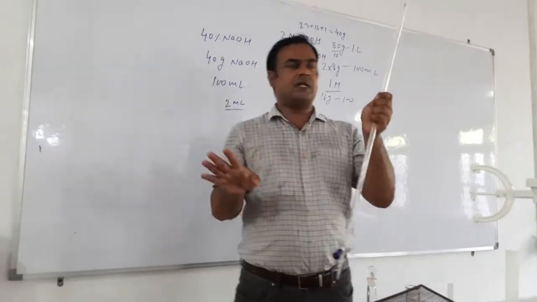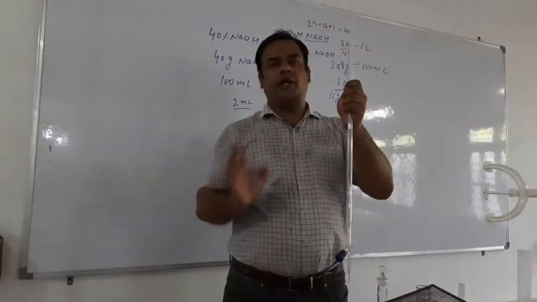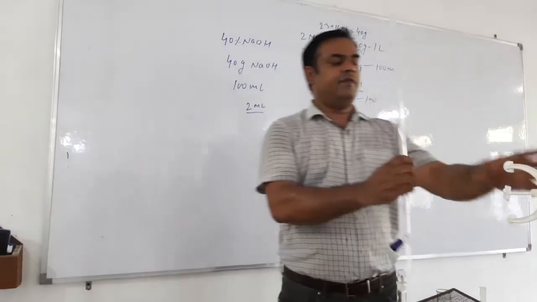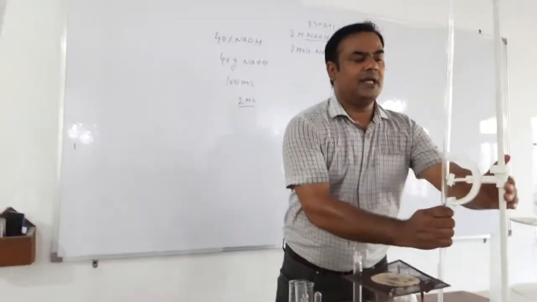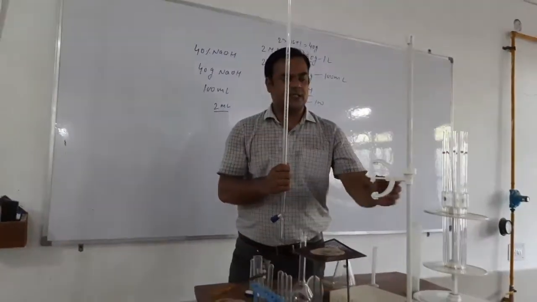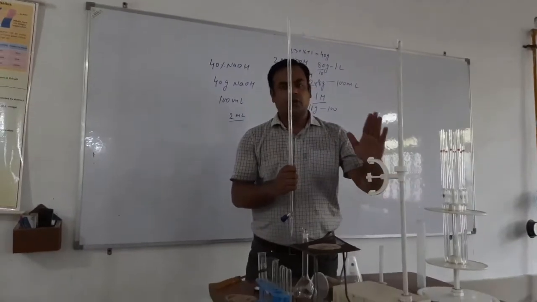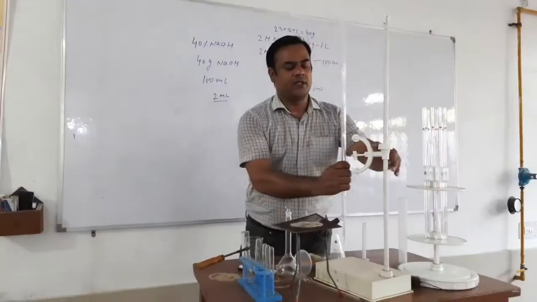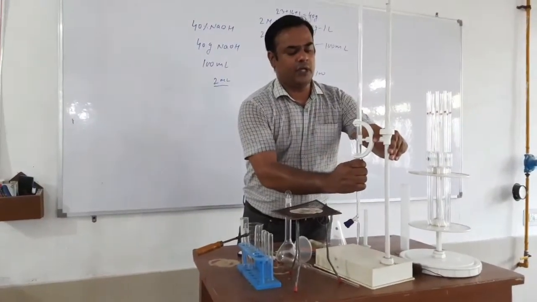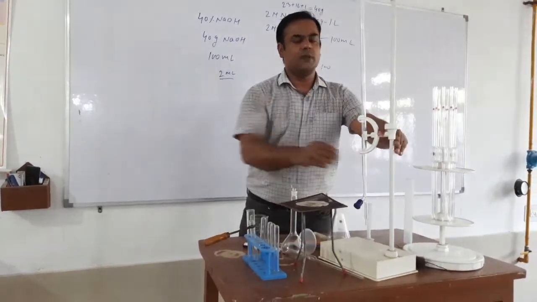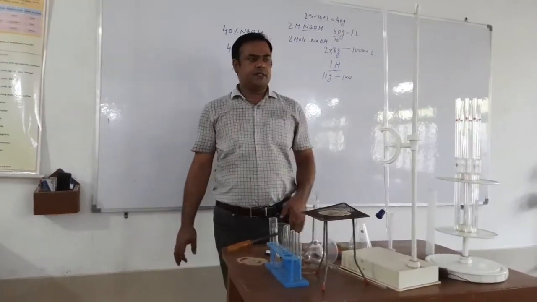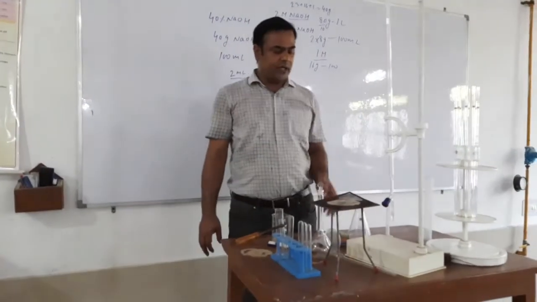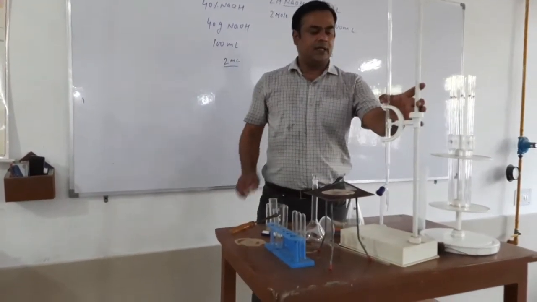Once all the air bubbles are removed and the solution is filled up to 50 ml, then we fix it in the burette stand. This one is our burette stand. This is the clamp through which we fix the burette. So we fix the burette in the burette stand. Once the burette is fixed, the solution is filled inside the burette.